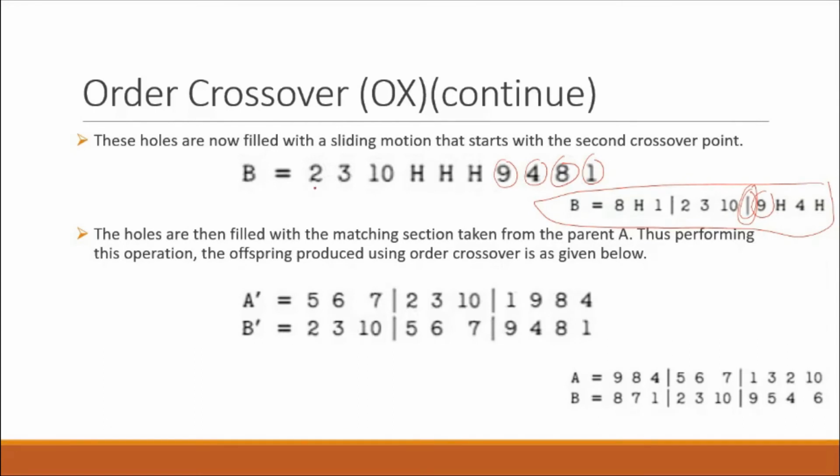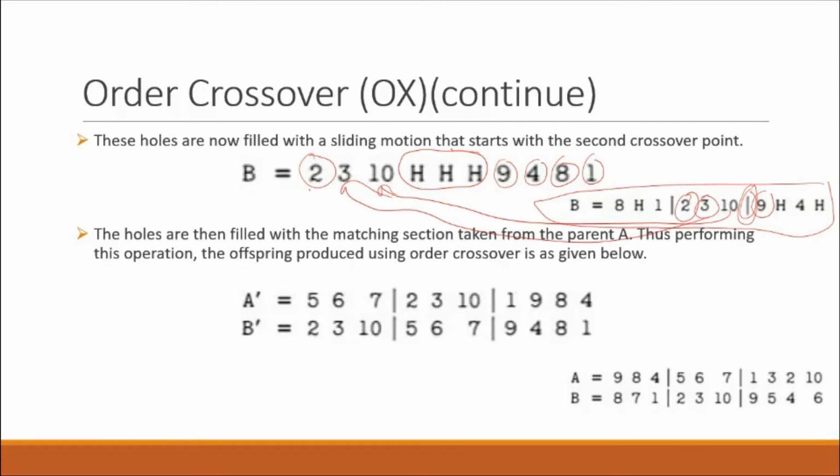So we move to the front. The next is 2, so that comes here. Then 3 is coming here. Then 10 is coming here. So all the holes are here together. All the holes come up here together, and these holes are filled with the values that are left out. So 9, 4, 8, 1, 2, 3, 10.